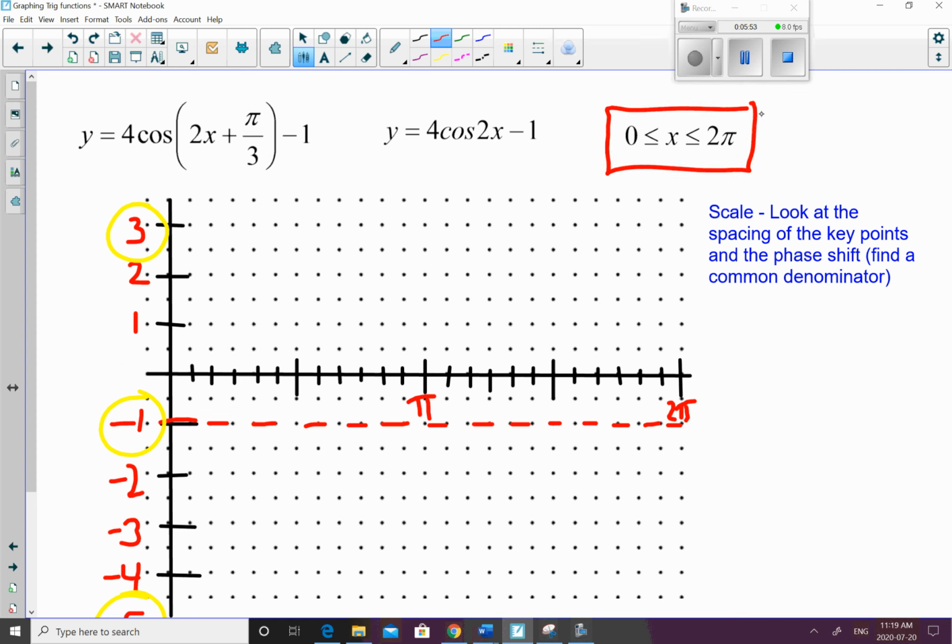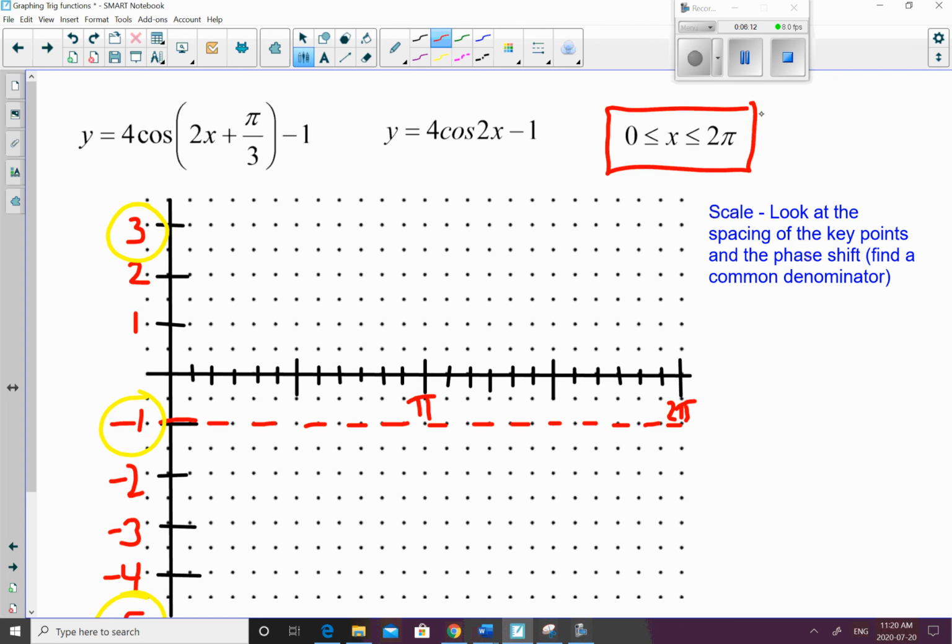You have to make sure that you pay attention. This goes on forever, so you really have to know what piece of the graph we want to look at. Well, it says here between 0 and 2 pi. So if I start my graph at 0 and I go to 2 pi, I wanted every box to be pi by 12 or 1/12 of pi.